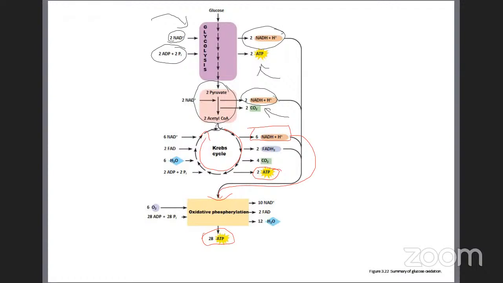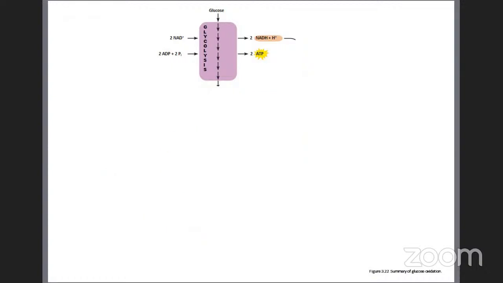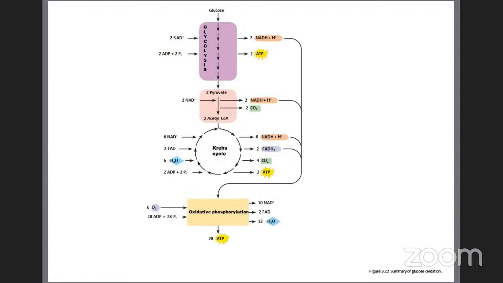So this is our whole trace out process for aerobic respiration. So in the presence of oxygen, our glucose oxidation runs us out, our glycolysis, creating our pyruvate, creating acetyl-CoA, going into the Krebs cycle, and then into oxidative phosphorylation.